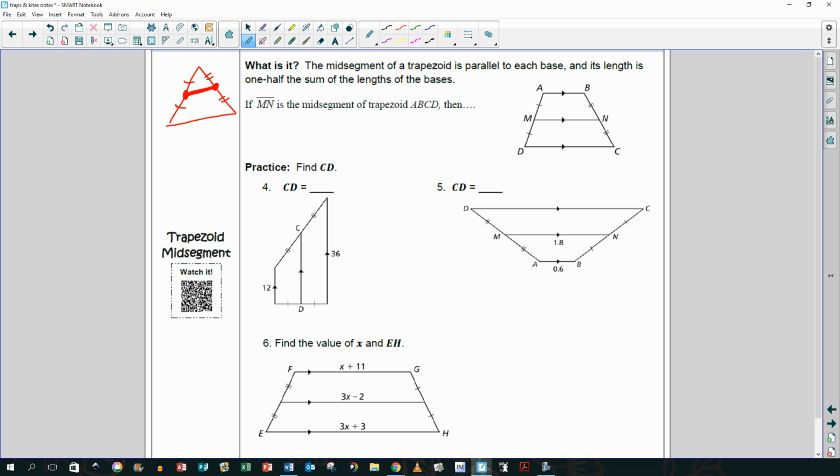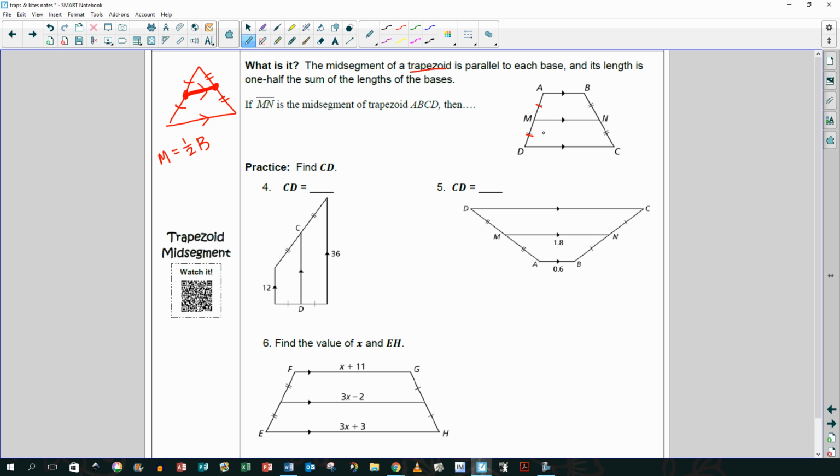A mid-segment is a segment that connects midpoints. It is also parallel. And remember, the mid-segment was half of the base that it was parallel to. Now, what about the mid-segment of a trapezoid? Well, it still connects the midpoints.